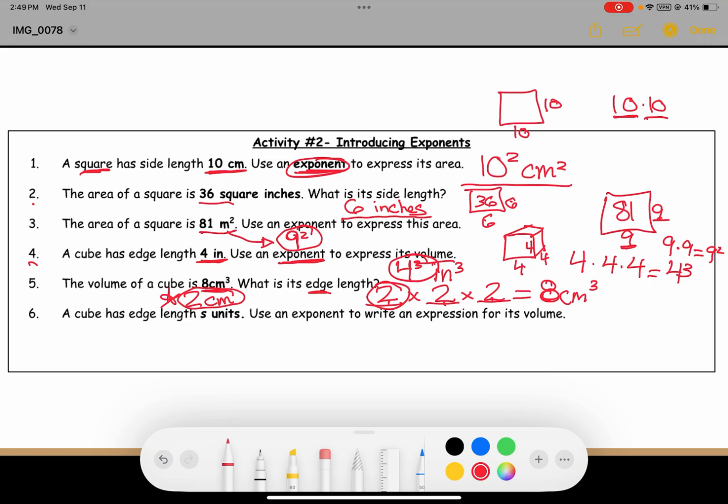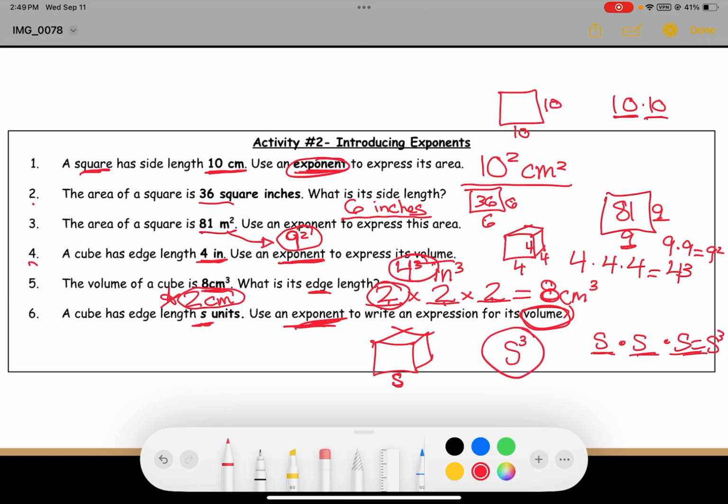Number 6, a cube has an edge length of S units. So this is kind of funny. We have a cube, and it's saying one side is S, meaning a variable, meaning any letter. Use an exponent to write an expression for its volume. Volume is base times width times height. So if the side of the cube is S, then the height is S, and the width is S. So we just write S times S times S, but we want to use an exponent. We have 1, 2, 3 S's multiplied together. So S times S times S is the same as S to the third power. So for the volume, I could write S to the third power, and that would be the answer.